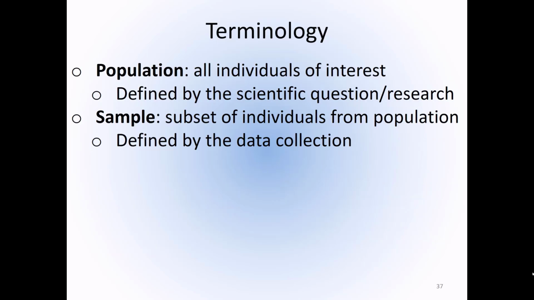So, understanding these two terms is going to be critical moving forward throughout the semester. Populations are all of the individuals that we're interested in, and a sample is the subset of individuals that we're interested in. Our population is what we're defining based on our scientific question or our research, and the sample is going to be defined based on the data that we're collecting. For more information on these terms, I'd encourage you to check out section 1.2 of the text.